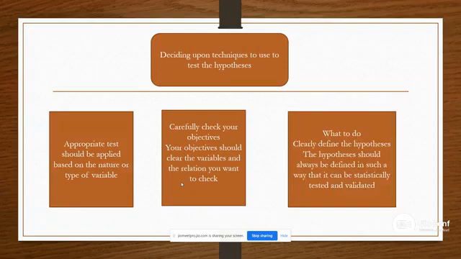What to do? Clearly define the hypothesis. They should always be defined in such a way that they can be statistically tested and validated. Okay, so what have we discussed? We have discussed the research topic, review of literature, then variables, measurement.